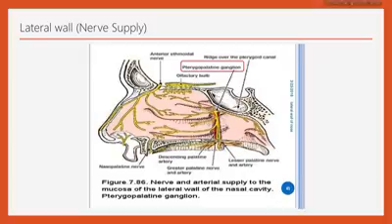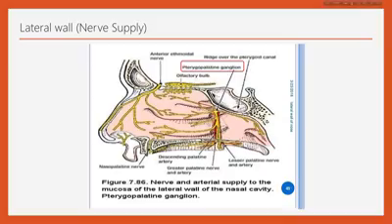If you want to see the nerve supply, we can see that the lateral wall of the nose is supplied by the olfactory nerves. Okay, this is the sense of smell. Now if we see the general nerve supply of the rest of the lateral wall, the anterior superior quadrant is supplied by the anterior ethmoidal nerve. Then the anterior inferior quadrant is supplied by the anterior superior alveolar nerve.